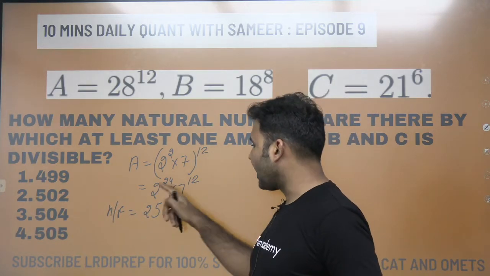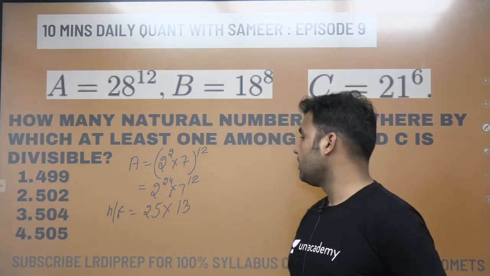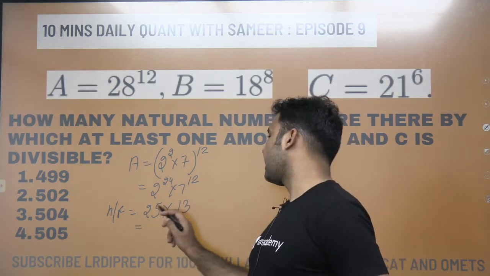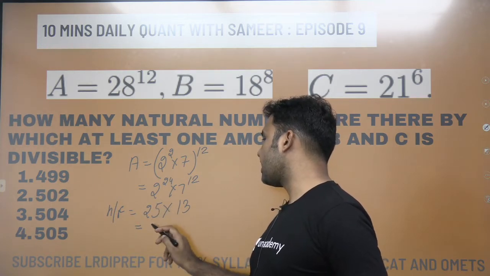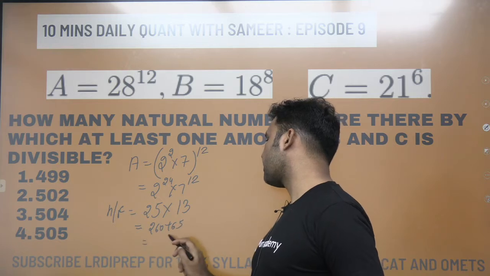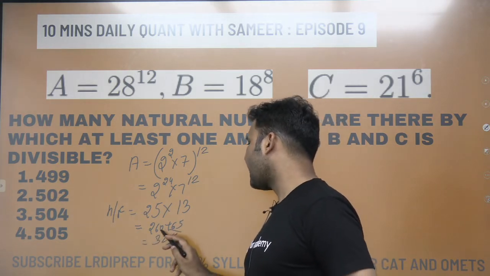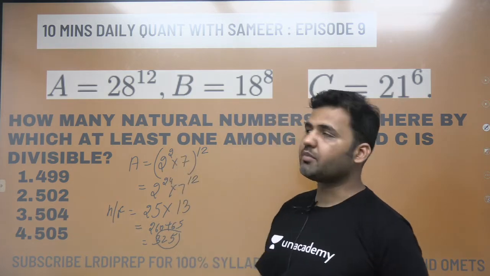So 25 powers of 2 and 13 powers of 7 will give you the total number of factors, and this will be 30 into 20, that is 260 plus 65. This will give you the total number of factors as 5, 6 plus 6, 12, 325. So I'll have 325 factors of this number A.